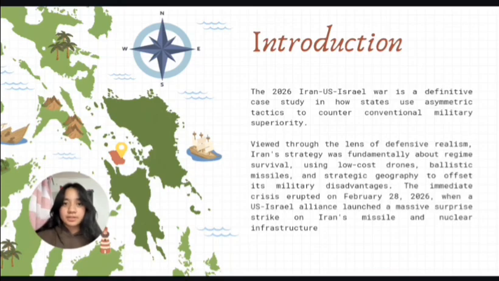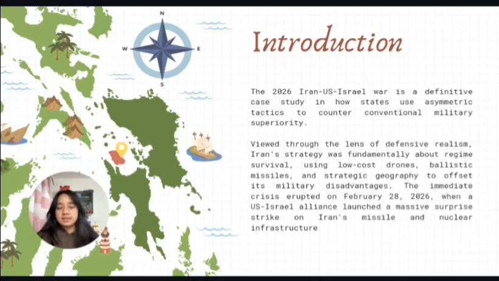Today our group is going to talk about Iran's military strategy in the 2026 conflict. The 2026 conflict between Iran and the US is a defensive case study on how states use asymmetric defensive tactics to counter conventional military superiority. It is viewed through the lens of defensive realism because Iran's strategy was fundamentally using low-cost missiles, drones, and strategic geography to offset its military disadvantages.